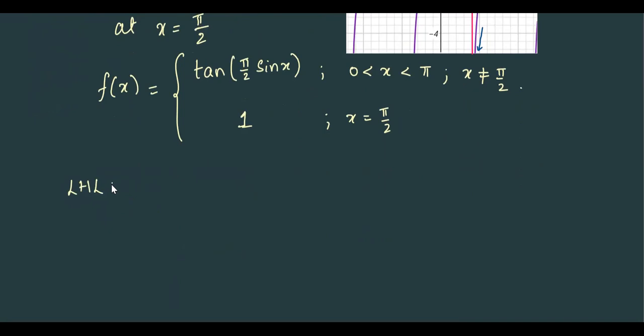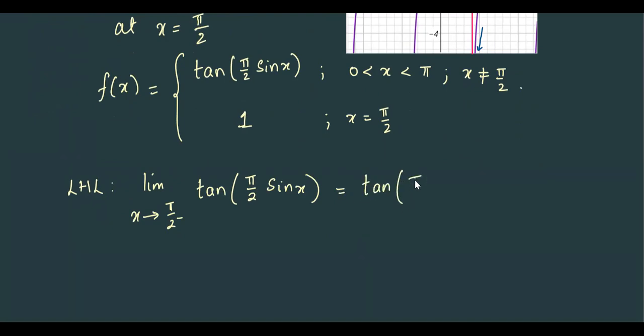Okay, left hand limit, x tends to pi by 2 minus, of tan of pi by 2 sin x. This will be tan of pi by 2 into 1. Okay, pi by 2 into 1. Now this number will be greater than 1 or less than 1?